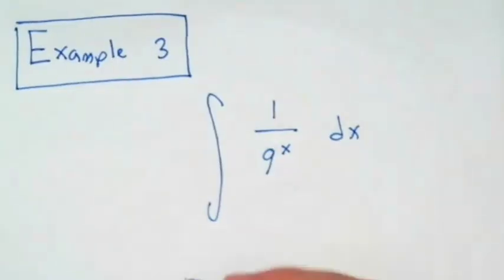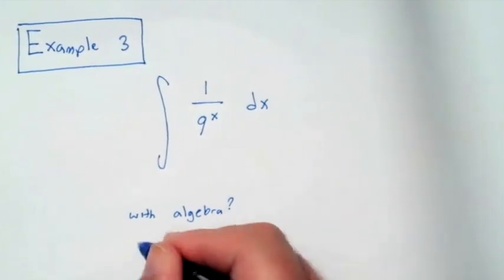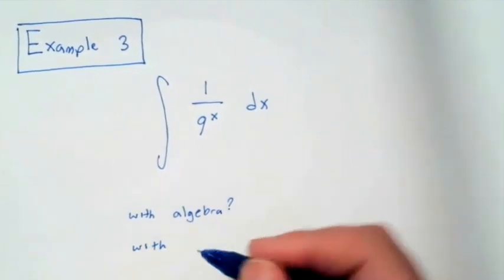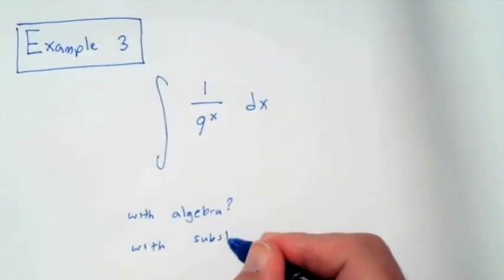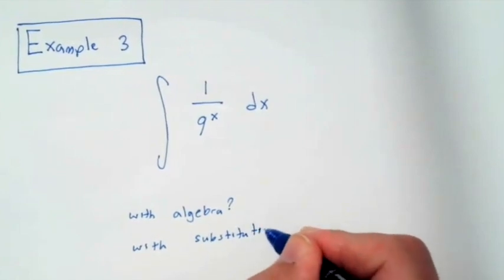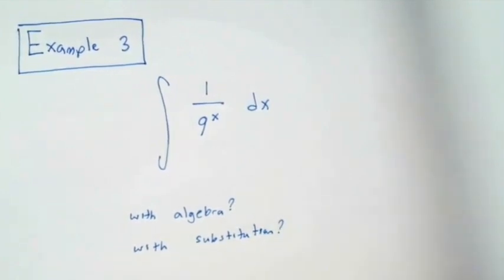Here we consider the indefinite integral of 1 over 9 raised to the x times dx. Before we do this one, you might pause the video and take a moment to think about how you would do this with algebra, and also how you would do it with substitution. If you want to try solving it yourself, pause the video and come up with a solution. Then unpause the video and compare your solutions to mine.